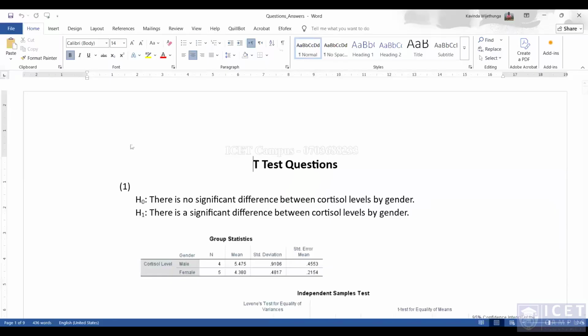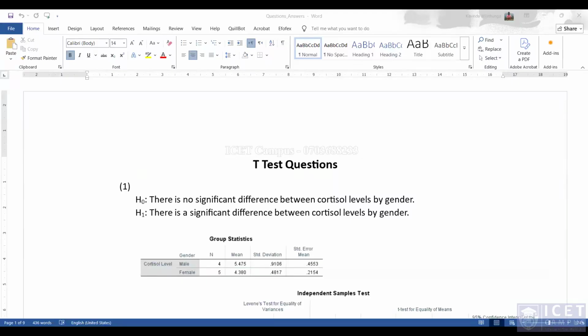Then we can write the null hypothesis and the alternative hypothesis. There is no significant difference between cortisol levels by gender. And the alternative hypothesis we can write: there is a significant difference between cortisol levels by gender. Then we can enter the data, right?